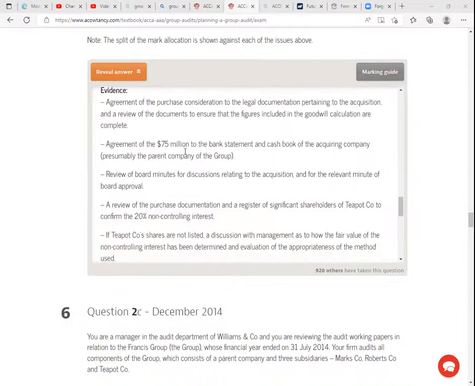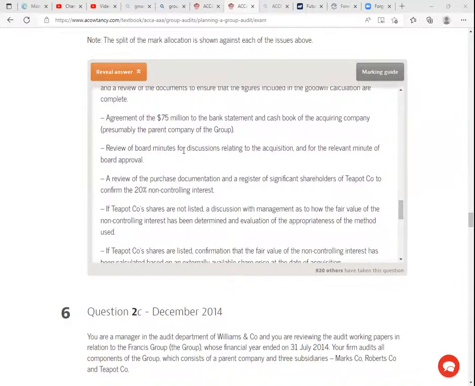Agreement of the 75 million to the bank statement. Remember, this was the purchase consideration. And the cash book of the acquiring company, right? Review of board minutes for discussions relating to the acquisition and for the relevant minute of board approval.